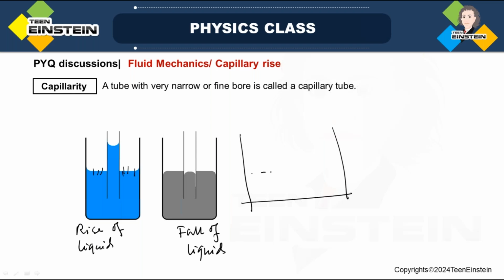Suppose this is the liquid. When you dip the tube, this will be like this, and the liquid inside the tube will be like this. See, this surface is upper than the surface inside the capillary tube. This rise and fall are both known as capillary ascent or capillarity. But why does this happen? This is due to the adhesive and cohesive force.